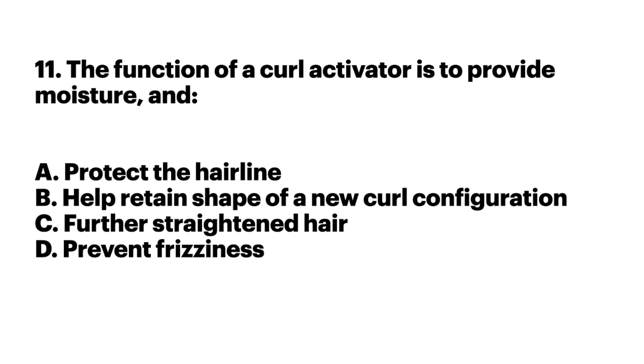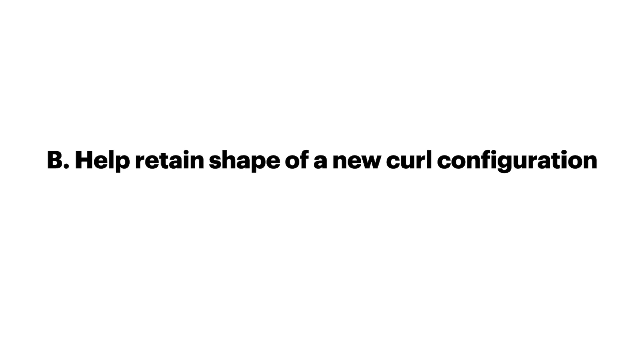Number 11, the function of a curl activator is to provide moisture and A, protect the hairline, B, help retain shape of a new curl configuration, C, further straighten hair, D, prevent frizziness. The answer is B, to help retain shape of a new curl configuration.